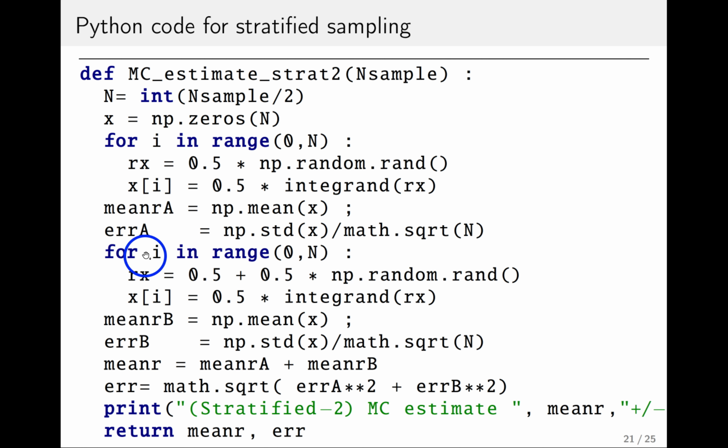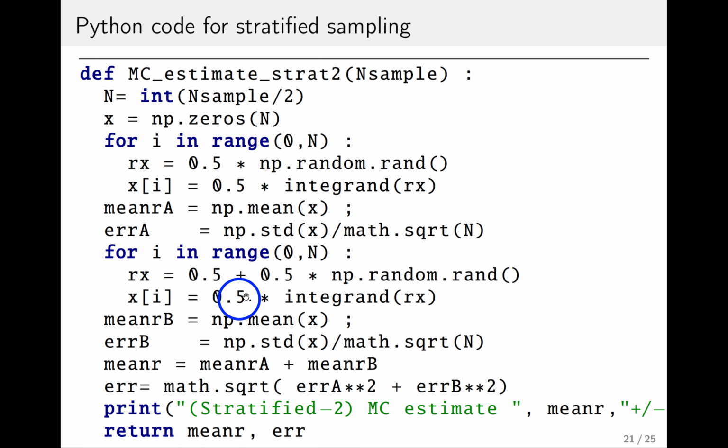We can then repeat this for the second integral, between a half and 1. Here we're generating random numbers between a half and 1. np.random.random is a random number between 0 and 1, and when you put it in the expression, you get random numbers between a half and 1.